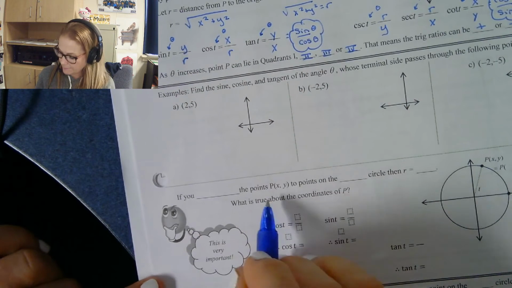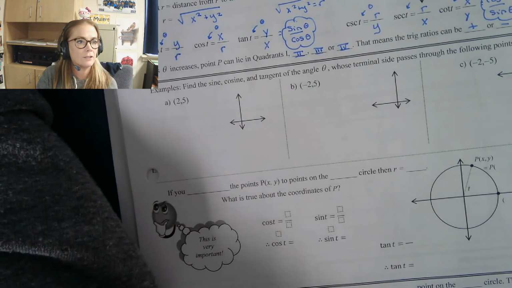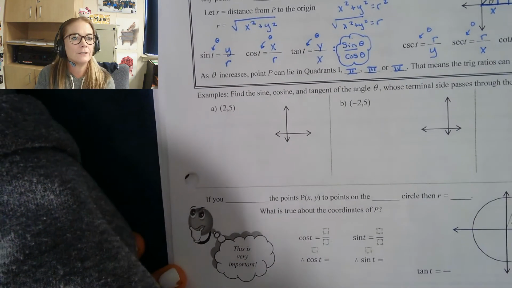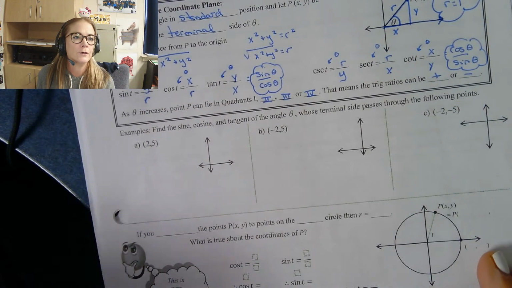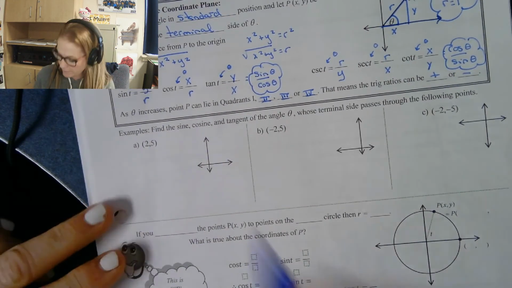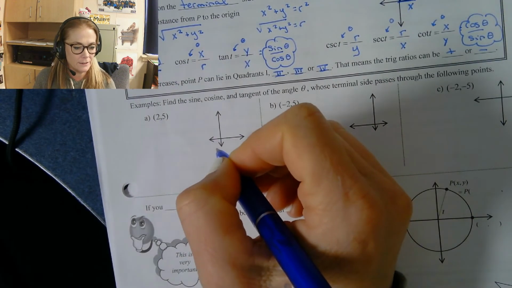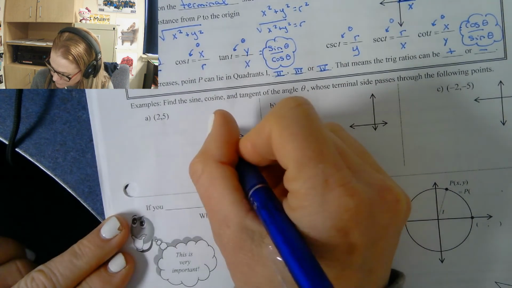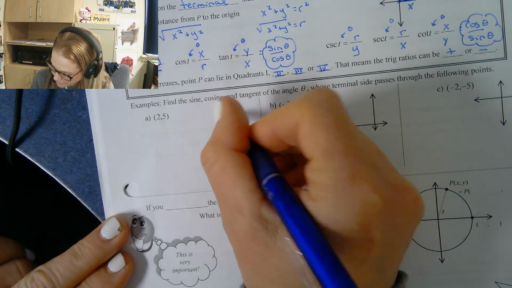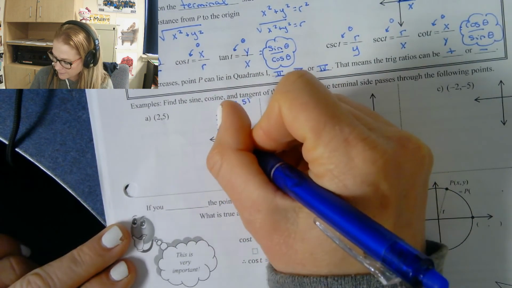So let's look at some easy examples just to get us started on this new idea. We're going to find sine, cosine, and tangent of the angle theta whose terminal side passes through the following points: (2, 5) in quadrant 1, (-2, 5) in quadrant 2, and then quadrant 3. This is pretty basic, and you'll just see how the signs switch. So (2, 5) is 1, 2, 1, 2, 3, 4, 5. This is not unit circle stuff. This is just random points and angles.